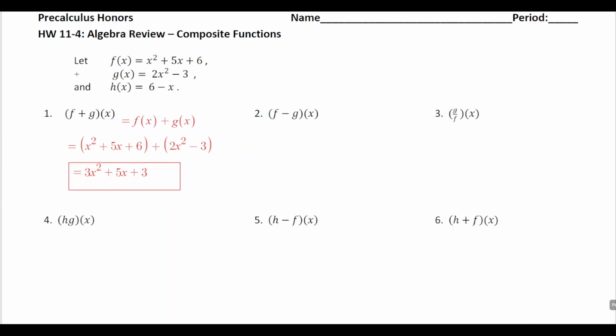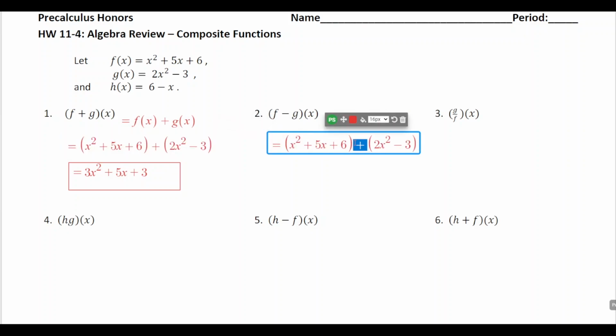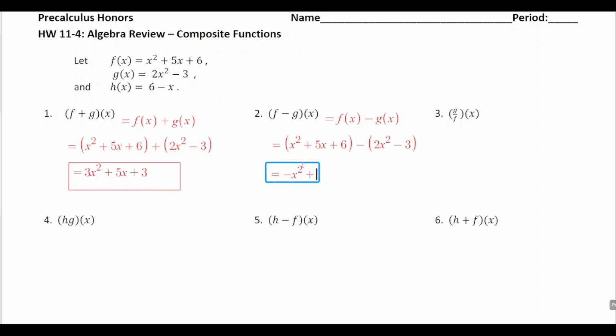For number 2, we're going to be doing pretty much the same thing, except instead of addition, we'll be using subtraction. So we'll have basically the same first couple of statements. It's just that when we combine, we're going to be subtracting the second function rather than adding it. Here the parentheses are a little bit more important because you want to make sure that you actually subtract each term in the second function. So x squared minus 2x squared would be negative 1x squared. Then we have 5x minus no other terms to combine that with, so it's just plus 5x. And then 6 minus negative 3 would be plus 9.